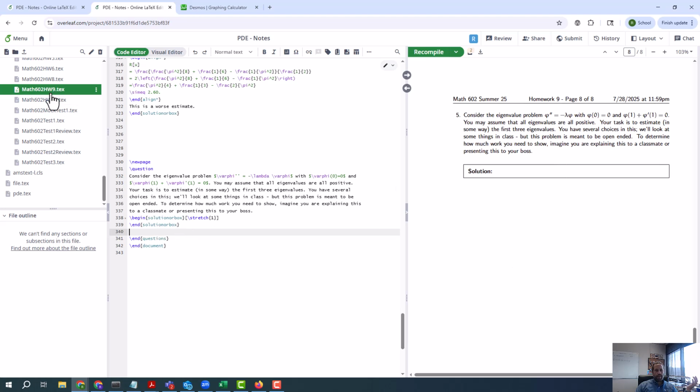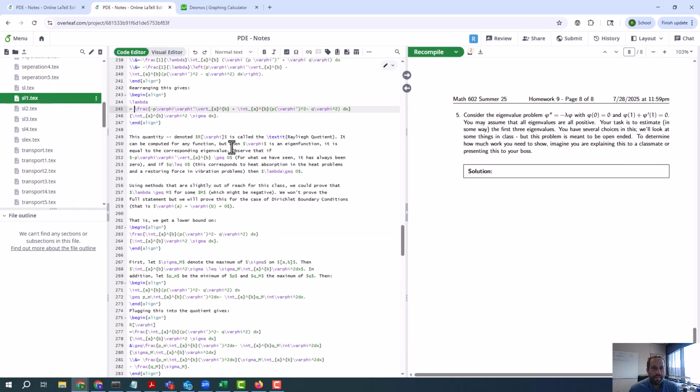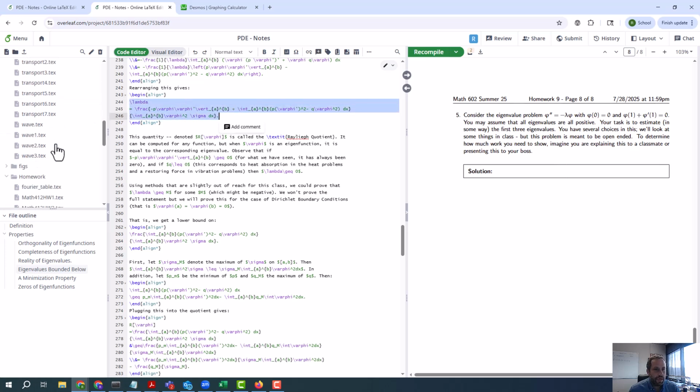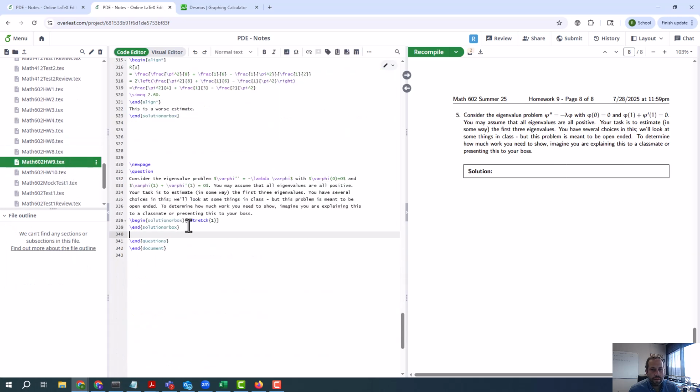To do that, I'm going to use the Rayleigh quotient again. So I'm going to come back here. This is the Rayleigh quotient here. Okay, so first we show that eigenvalues are positive, which isn't required.